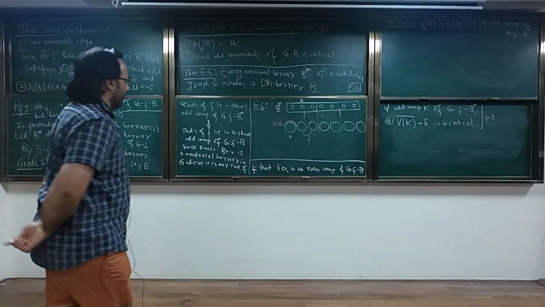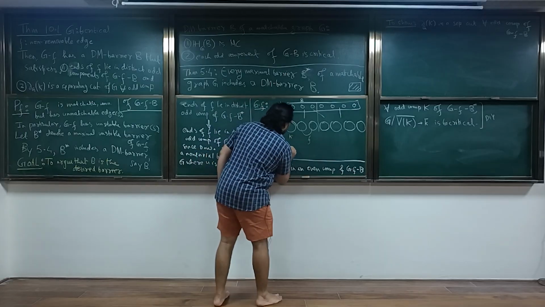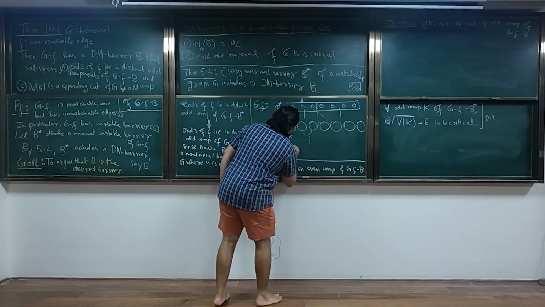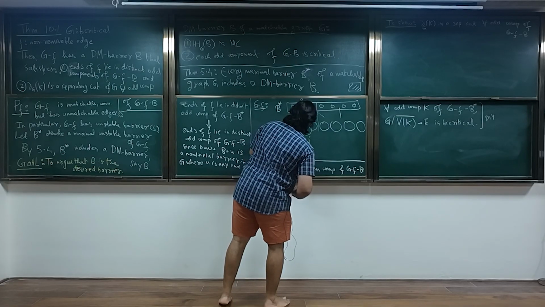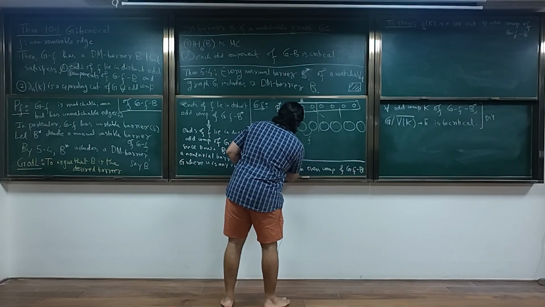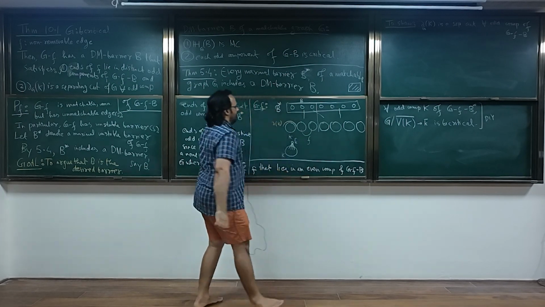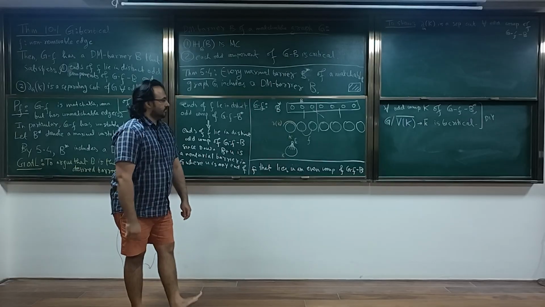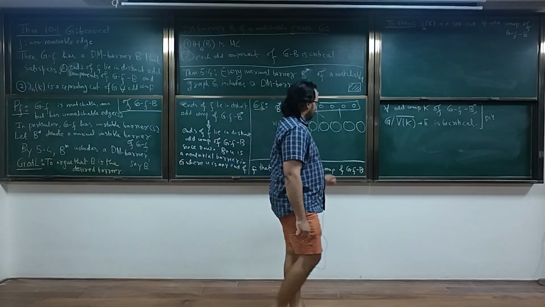Right, let's make one drawing. I'll draw for this fellow. So K remains as it is, and everything outside becomes a single vertex, little k bar. See if you can prove this.